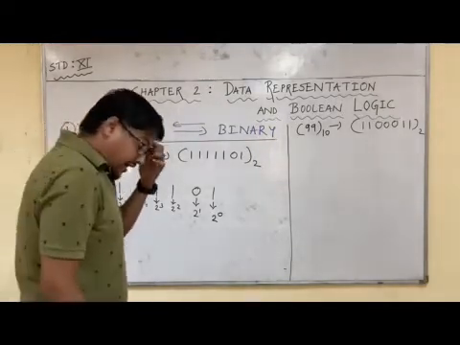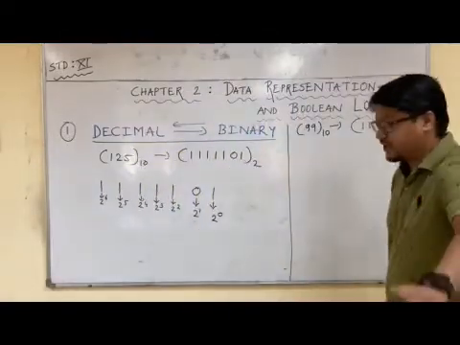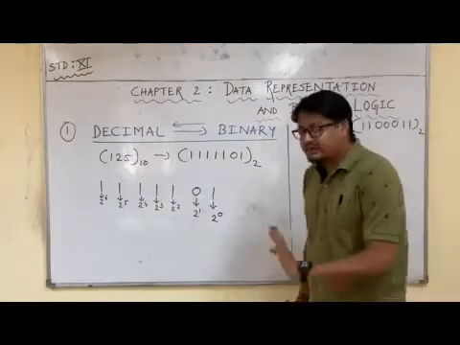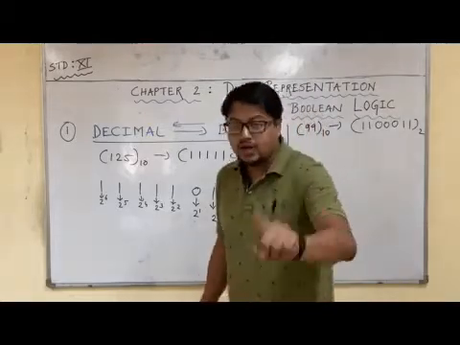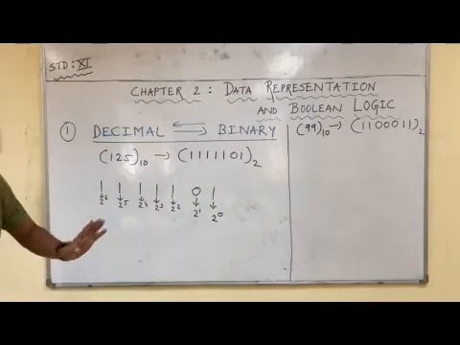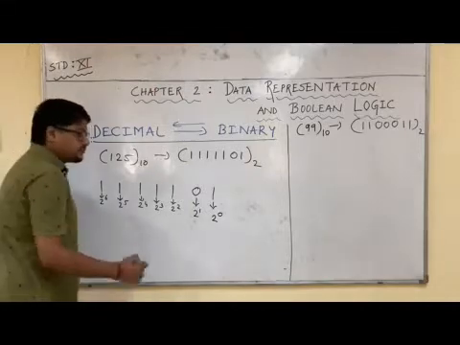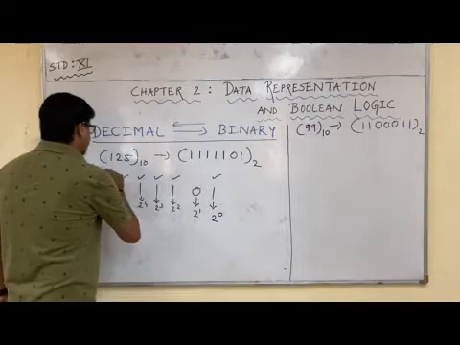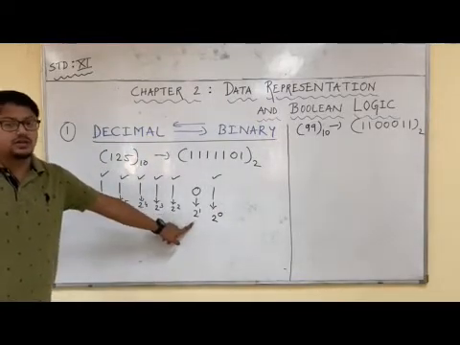Now, while converting binary to decimal, listen to me. We will consider only those bits that are on, that are 1. We will not consider those bits which are 0. So here, which bits are we going to consider? 1, 2, 3, 4, 5 and 6. Because this bit is off, because this bit is 0, we will not consider it.